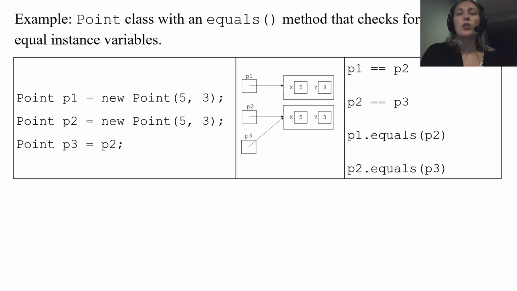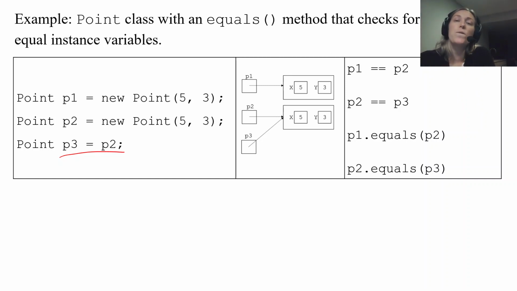So this is what it looks like in memory. P1 points to the object 5, 3. P2 also points to a 5, 3, and then P3 points to the same thing P2 is, right? So that's our aliasing.